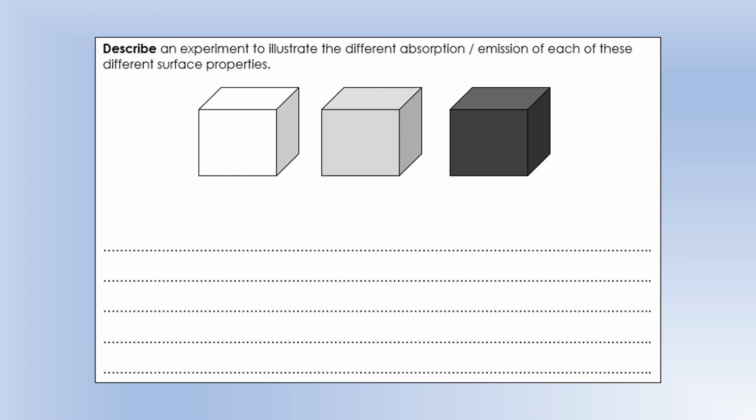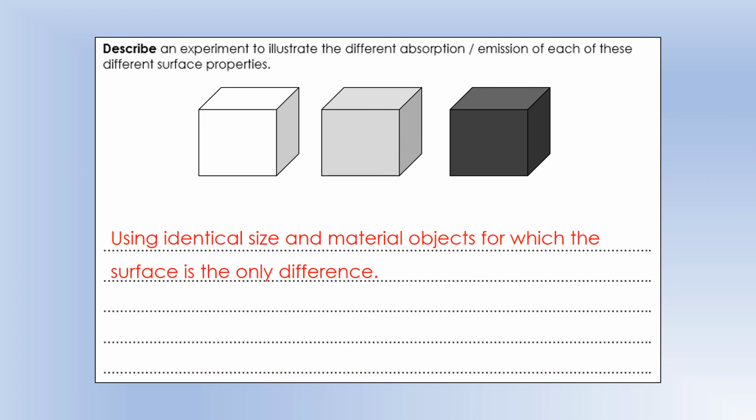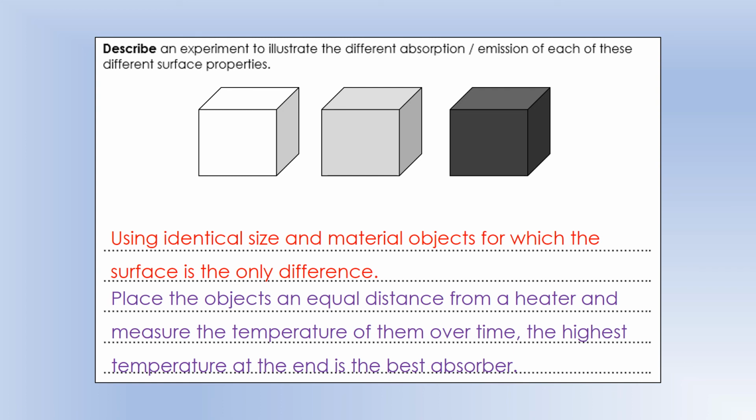So how could we actually illustrate this? Well, what we'd need is a set of identical objects, which the only difference is the surface. And then what we would do is we place them an equal distance from a heater and measure the temperature of them over time. And based on what we've seen, we'd expect that matte black coloured one should be at a higher temperature when heated for the same time, because it's a better absorber of infrared radiation.